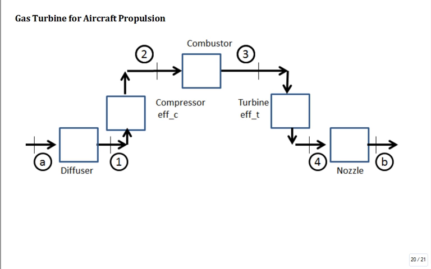So the gas turbine for propulsion is typically set up like this. The key here is the nozzle at the back. Okay? So the nozzle at the back takes the outlet of the turbine. It's still at a pressure greater than the atmospheric pressure, which is the pressure at B. And the pressure at B is equal to the inlet pressure A. So the inlet pressure to the gas turbine and the outlet pressure to the gas turbine are the same.